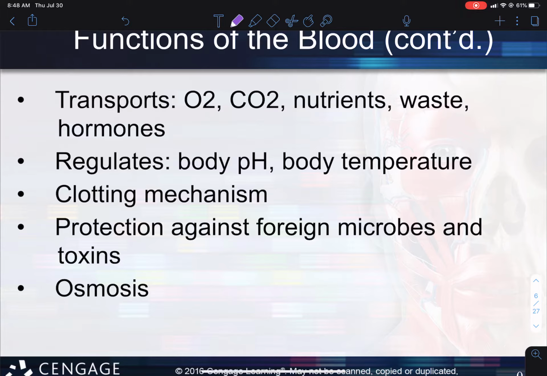Nutrients, so we can get them to the tissues. Waste, so we can get it away from the tissues. And then hormones, so we can tell the tissues what to do. Regulation: one of the functions of blood is to also regulate certain body mechanisms.